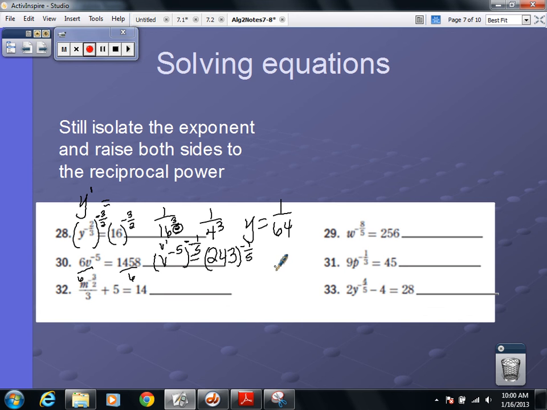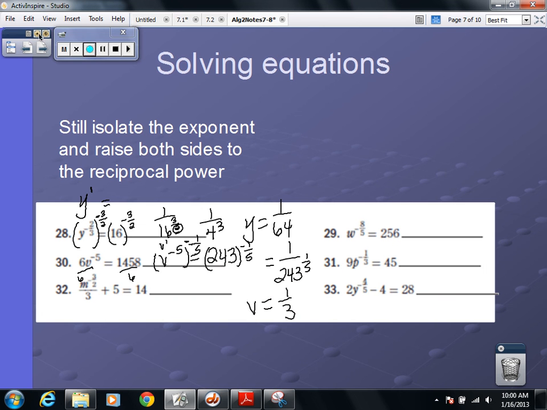Okay, if I take 243 to the negative 1/5, that's taking 1 over 243 to the 1/5. 243 to the 1/5 power is 3. So that's going to be 1/3. So v equals, in this case on 30, v equals 1/3.